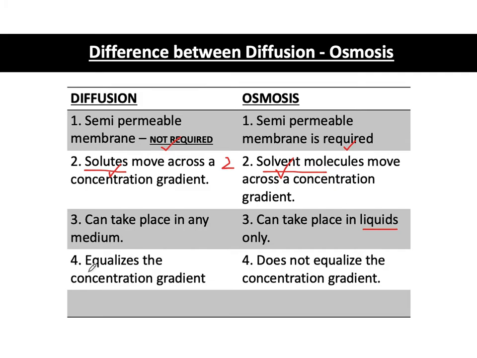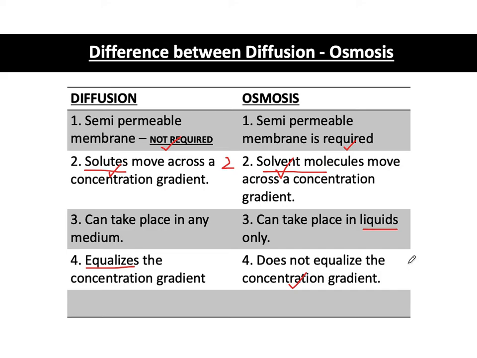Diffusion is definitely going to lead to equalization of the concentration gradient, while osmosis does not necessarily equalize the concentration gradient. We have seen in the previous slide, this will only equalize the concentration or the number of molecules of water in two different situations, not the concentration gradient.